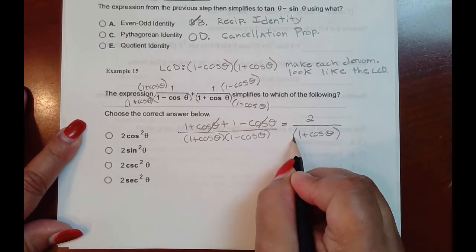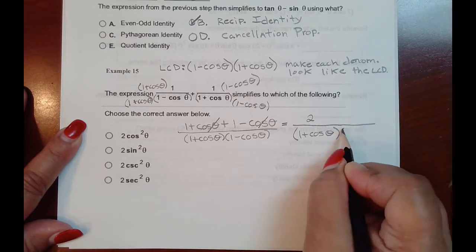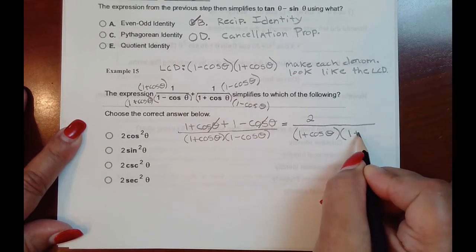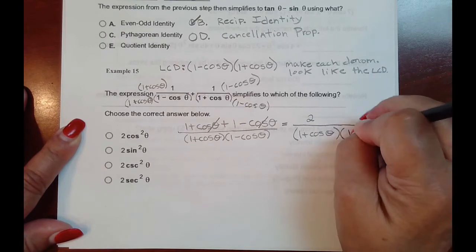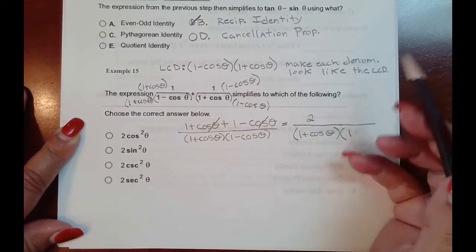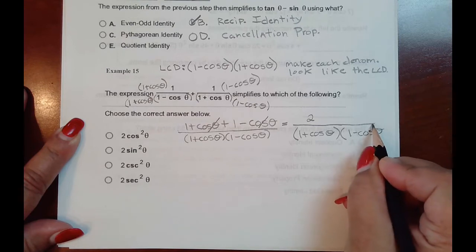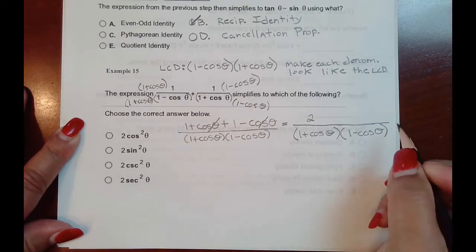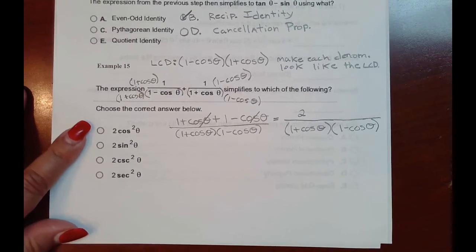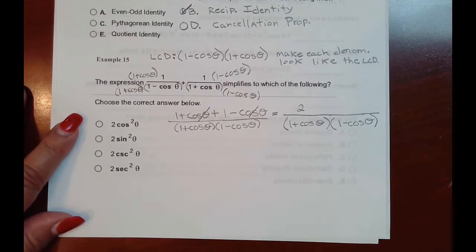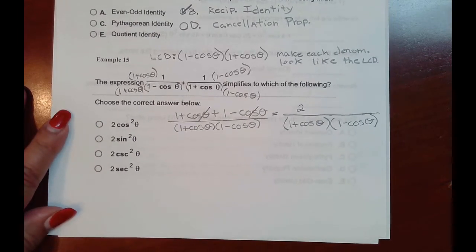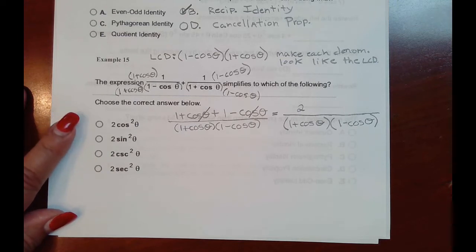So now look at the answers and notice where we're at right now versus where you need to get to. Notice that none of these answers are fractions. So what they're prompting you to do is to go further. Let's see what we can get, because you don't see any 1 plus cosine or 1 minus cosine in the answers. So let's see what we can get by foiling it out.